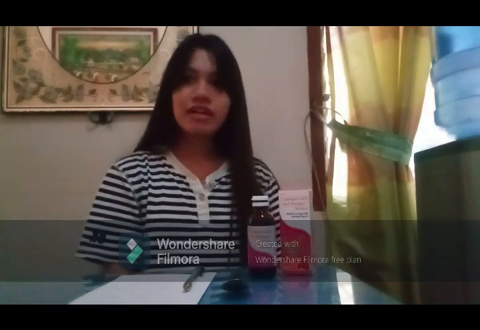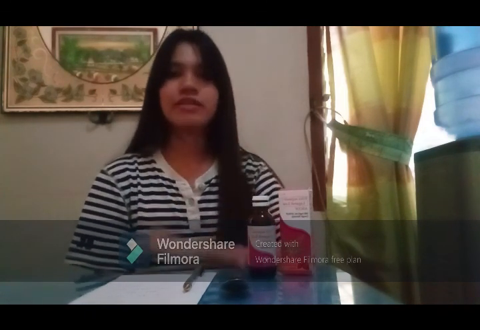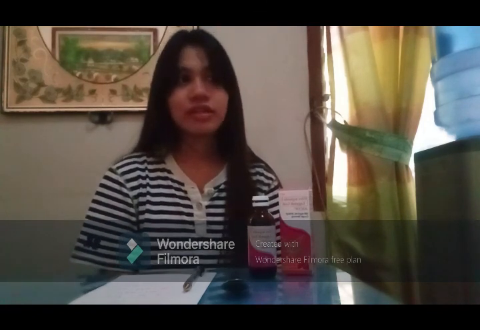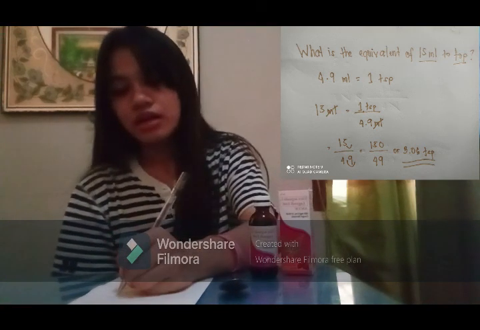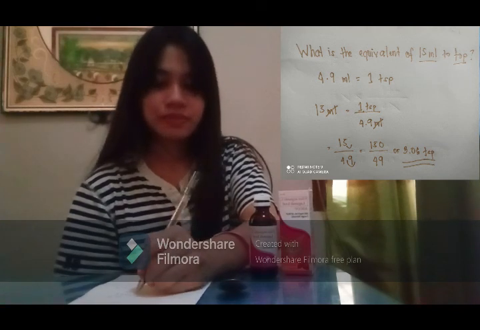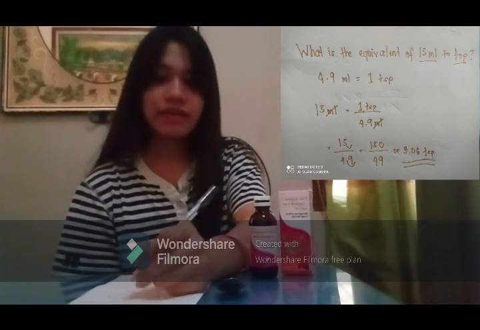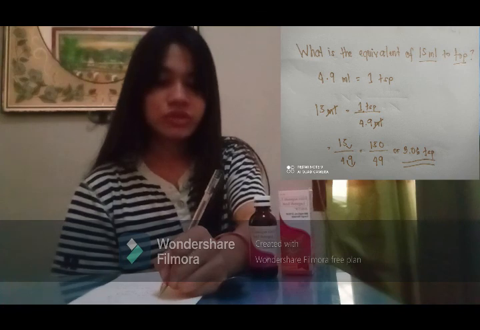The doctor prescribed me to take 15 ml of this medicine 3 times a day. But the problem is that I don't have the measuring tools to arrive at exactly 15 ml. However, 4.9 ml is equal to 1 teaspoon. So 15 ml divided by 4.9 ml is equal to 3 teaspoons.